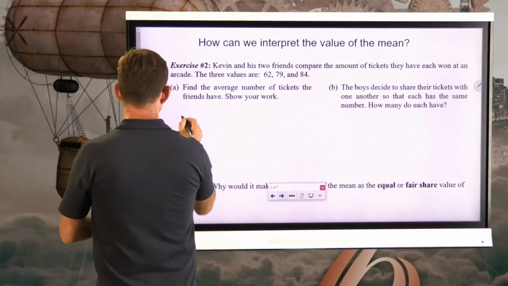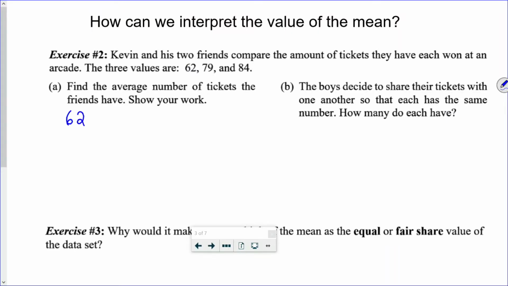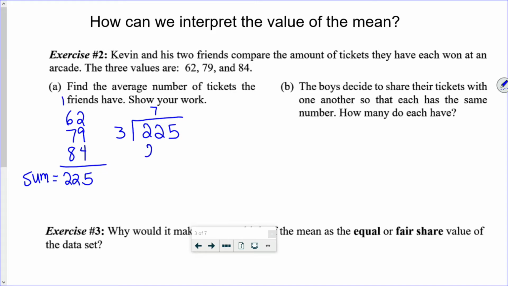Let's do it. Again, just like before, I'm going to write down my 62, my 79, and my 84. Add them all up. 9 and 2 is 11, plus 4 is 15. Carry the 1. 6 and 1 is 7. 7 and 7 is 14. 14 plus 8 is 22. All right, so that's my sum, right? That's all of my tickets. And then I'm going to do 225 divided by 3: 7, 21, subtract, 15, 5, 15, subtract, 0.